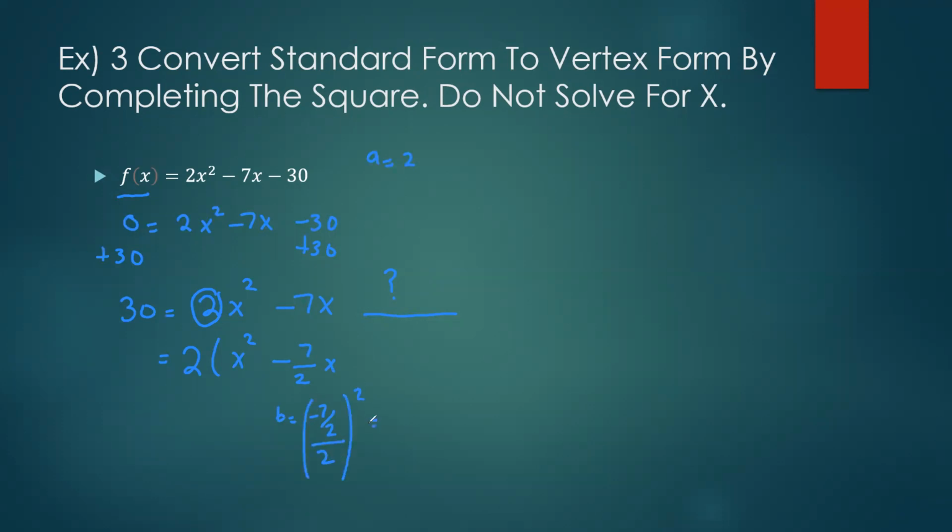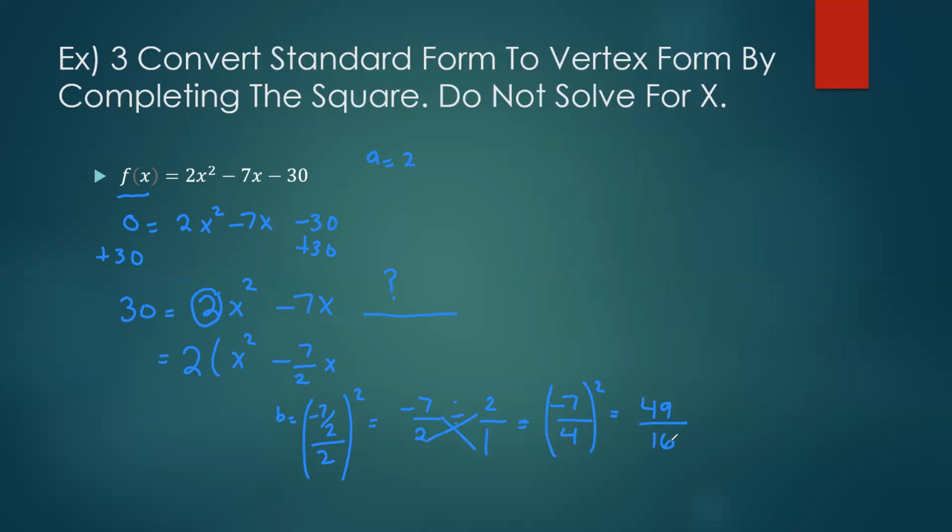Okay, and then we're going to have to take half of that, and then we're going to square it, right? So what is negative 7 over 2 over 2? That's equivalent to saying negative 7 over 2 divided by 2 over 1. It's a complex fraction, right? So I could rewrite it like that and then do cross multiplying. So 1 times negative 7 is negative 7. 2 times 2 is 4. Then once you do that, you square it. So that would be 49 over 16.